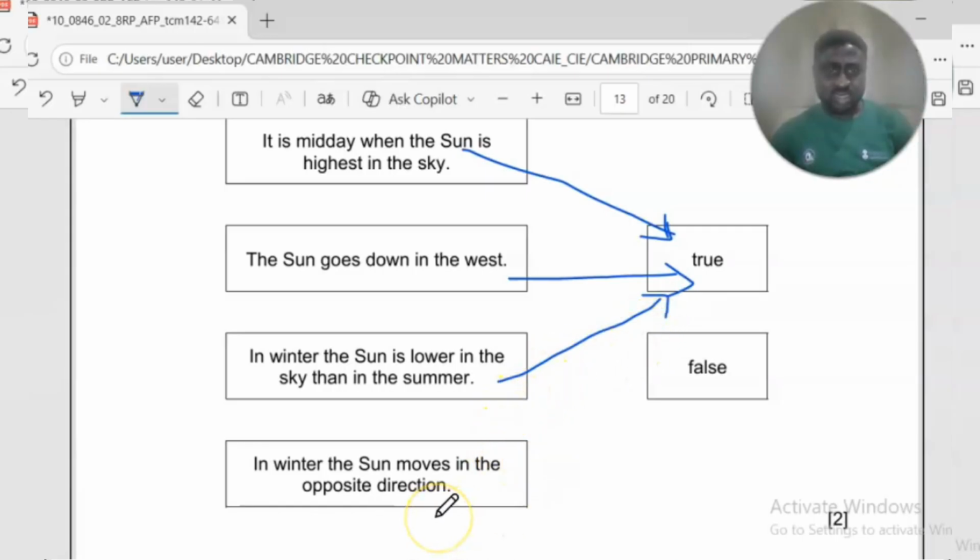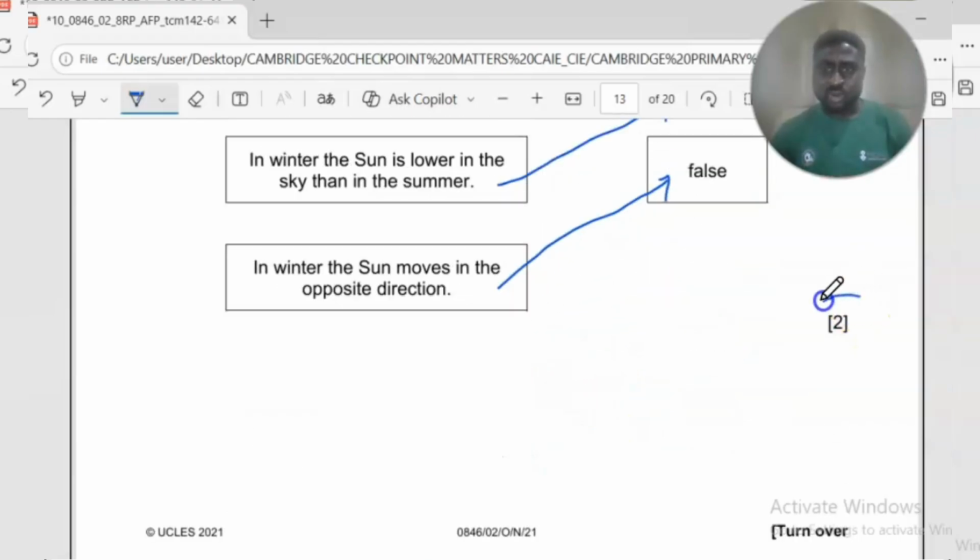Then in winter, the sun moves in the opposite direction. In winter, that's when the weather is extremely cold. Does the sun move in opposite direction? It's trying to say, does the sun move in an anti-clockwise manner? The answer is no, so it's false. So if you're able to match these sentences to true or false in this particular order, only 3 of them are true, 1 of them is false. You earn your 2 marks allocated to this question. Did you find that easy to comprehend?